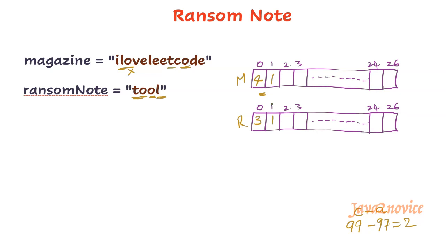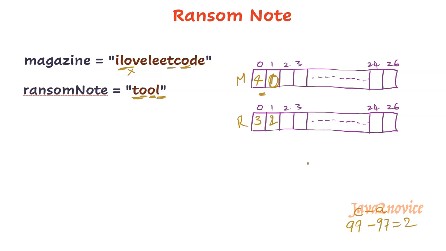For example, assume that the magazine has 0 B characters and ransomNote requires 2 B characters here. In such cases, it is not possible to build the ransomNote string because the magazine does not have character B within it. We have to return false in such cases. This is one of the optimal solutions, but its space complexity is more. Is there any way to improve its space complexity?